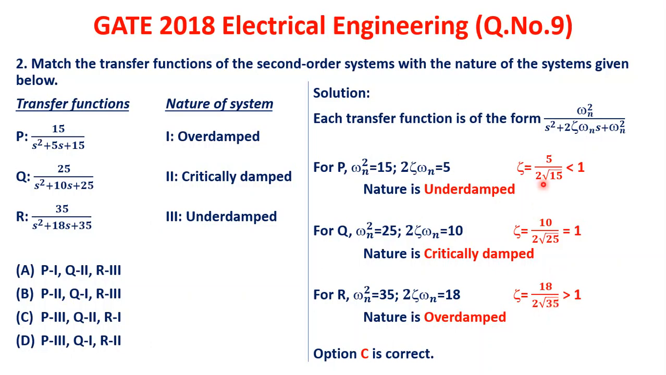Here again, root 15 is closer to 4 but less than 4. So 2 into 4 is less than 8. So 5 by closer to 8 is definitely less than 1. So that is why under damped, critically damped, over damped.